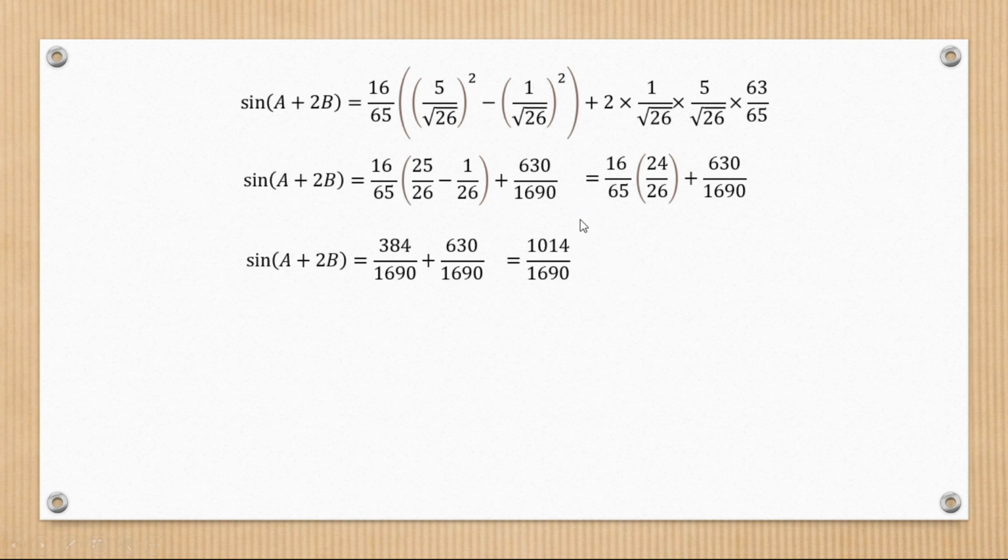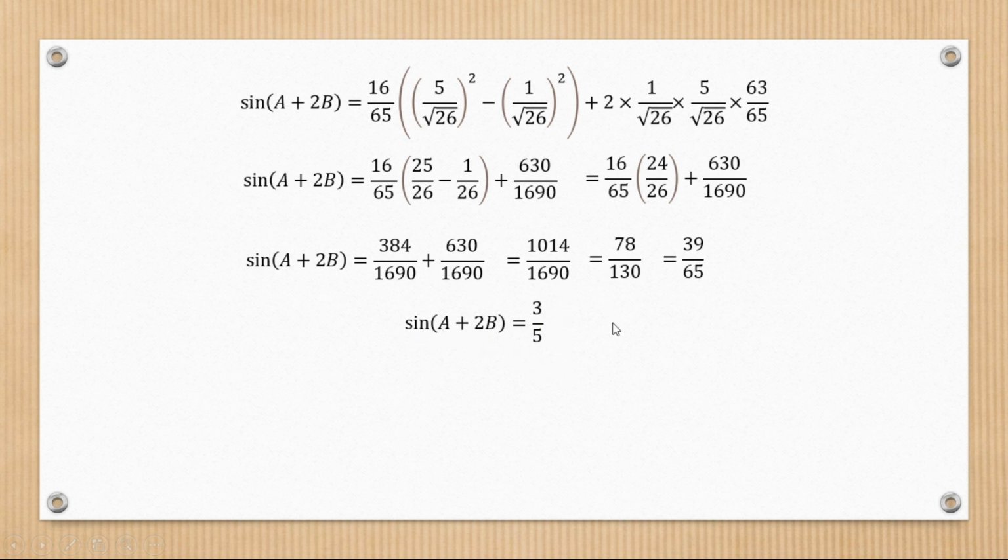So when we reduce, let's first divide everything by 13, the top and the bottom. So we'll have 78 over 130, but this can still be reduced further. Let's divide everything by 2, and we'll have 39 over 65. So at this stage, I can again divide both by 13, and I'll end up having 3 over 5. So now we have sine of A plus 2B being equal to 3 over 5.